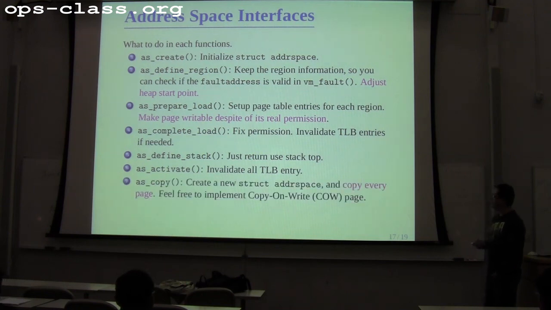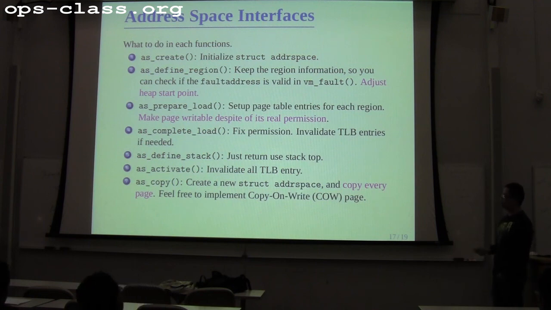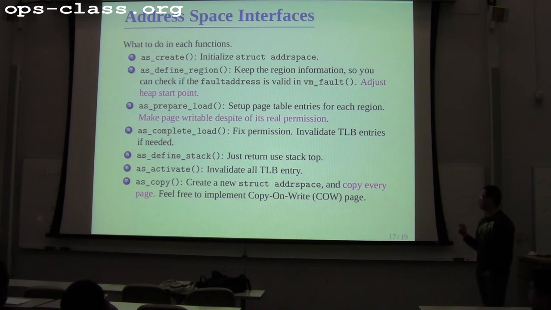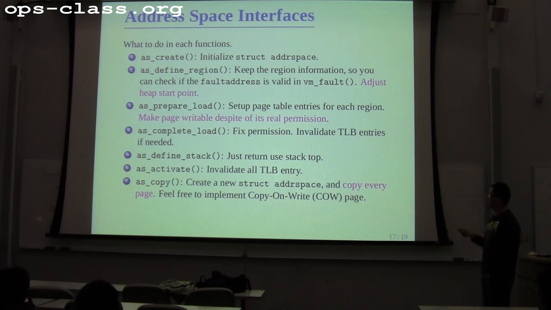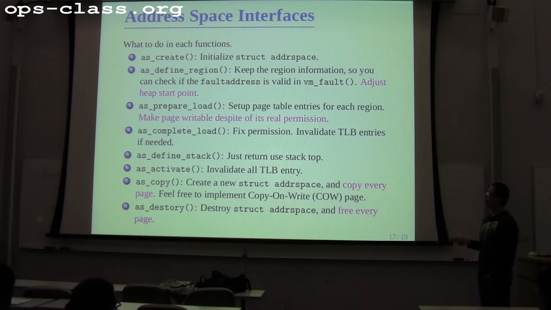And AS-copy, you need to create a new address space structure and copy every page, including the page table structure and actual pages. You can try to implement copy-on-write pages, but leave that to the last, if you still have time after you finish the assignment. It will be quite tricky. And for AS-destroy, just destroy the address space structure and free every page inside it.